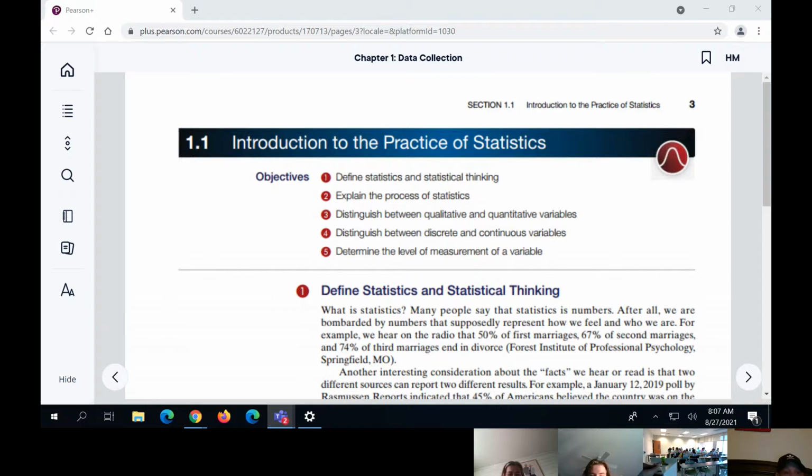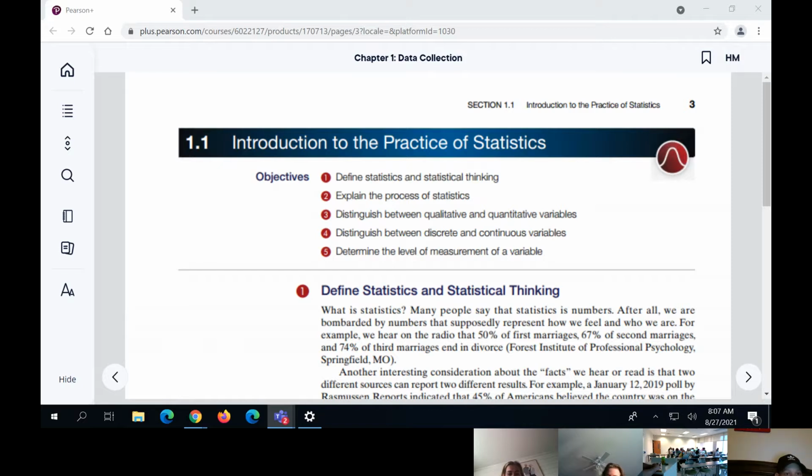Number 1, chapter 1 and 2 is 20% of the unit test. Write that down. Chapter 1 and chapter 2 is 20% of the unit test. So most of your test is going to come from chapter 3. 70 to 80% of your test is going to come from chapter 3.